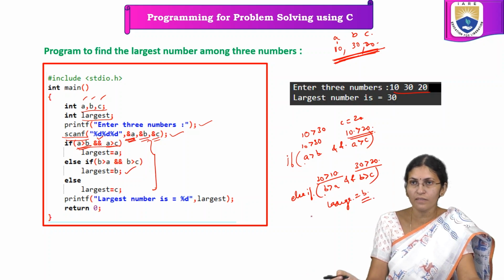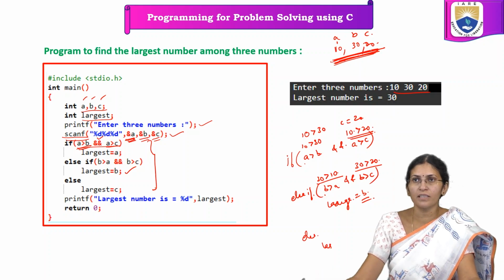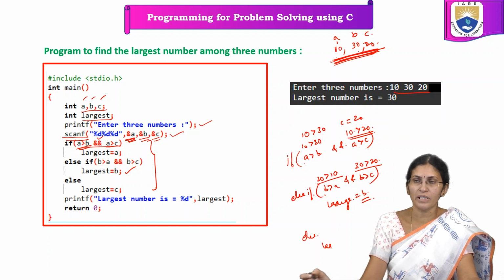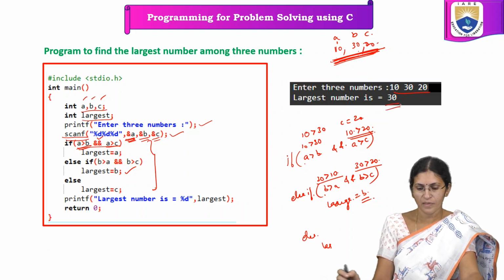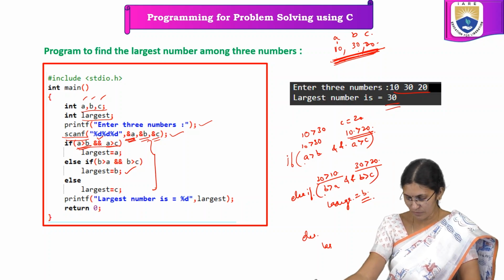If we give another input, it will go to the else part and print largest is equal to C. In this case, if we run the program and enter 10, 30 and 20, the output will be that the largest number is 30. So this is how you can write the program to find the largest number among the three numbers.